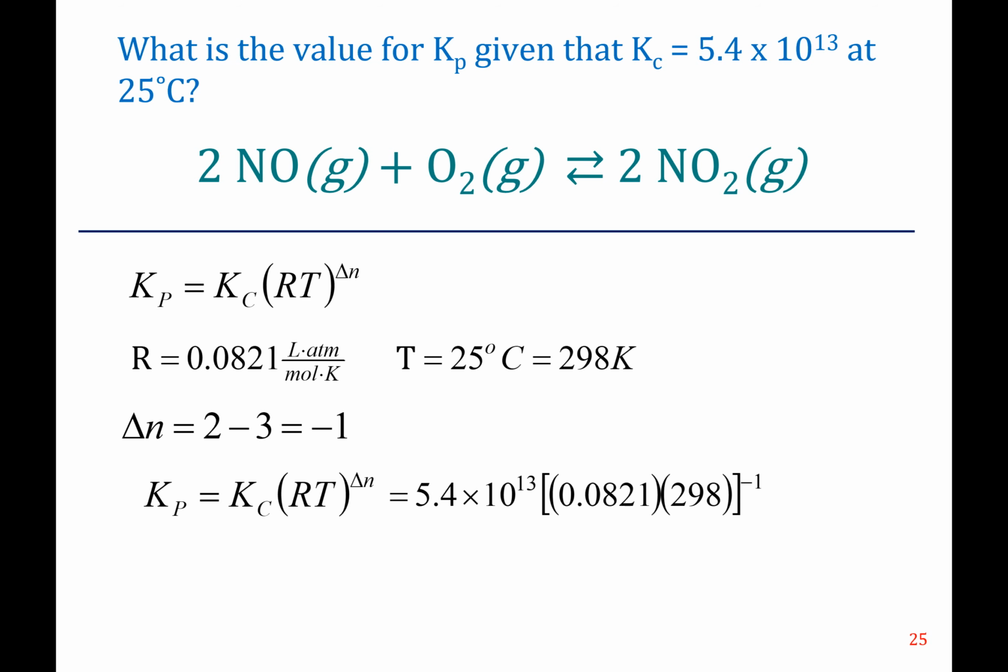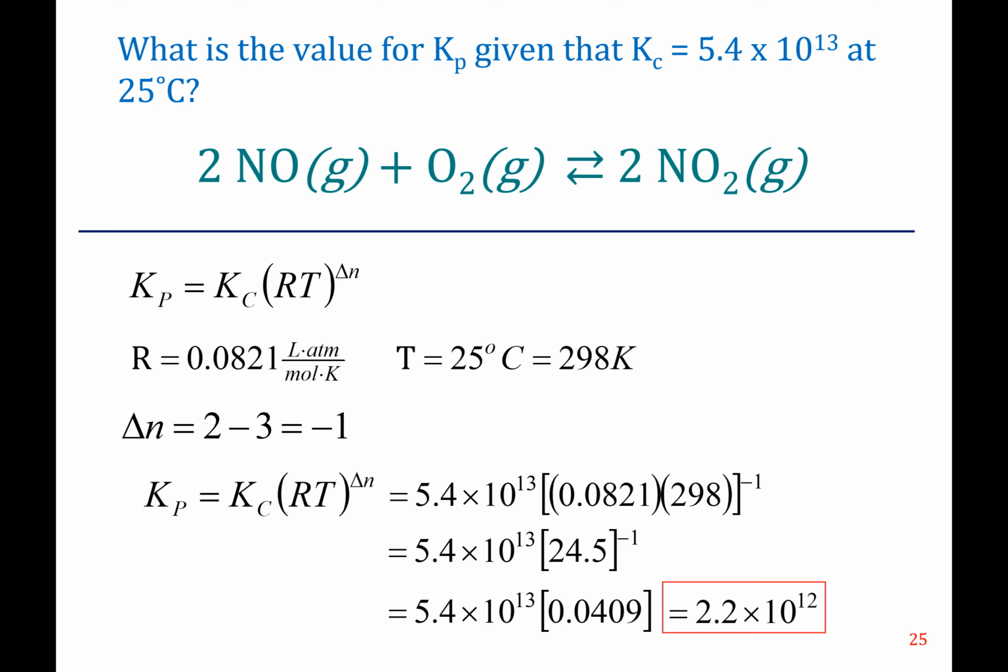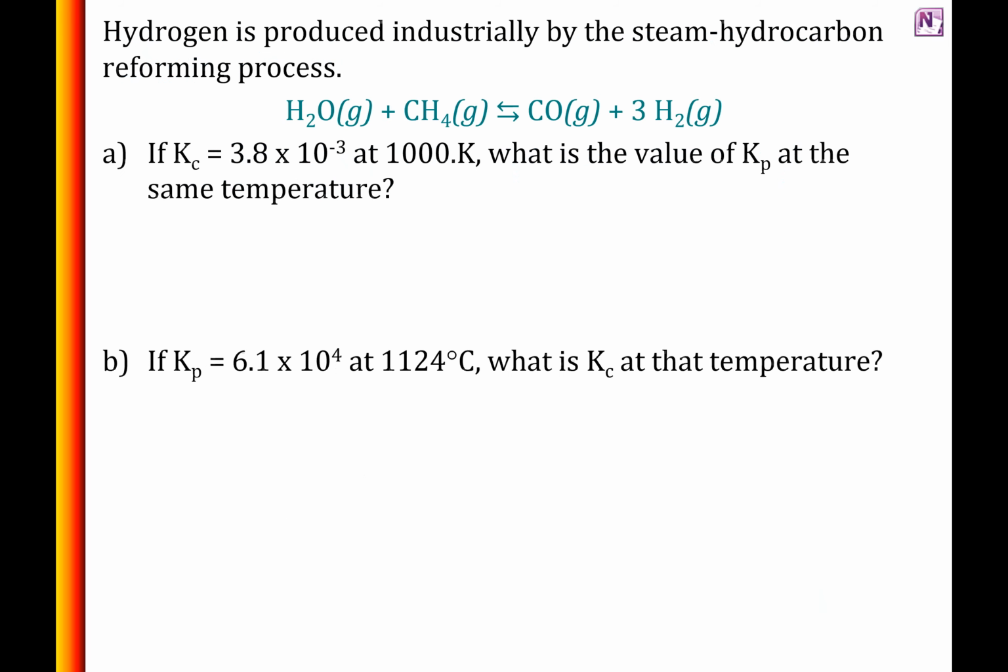Just plugging everything back into Kp, we end up with 5.4 times 10 to the 13th times R times our T in Kelvin, raised to the minus 1. And again, the minus 1 comes from our delta n, just the difference in the moles of gas of the products and the reactants. We come up with this as an answer: 2.2 times 10 to the 12th. That would be our Kp value, since this equation gives us Kp. They gave us Kc, and we were asked to find Kp.